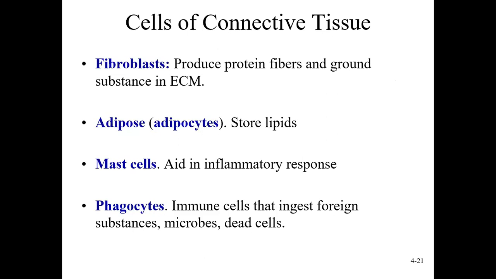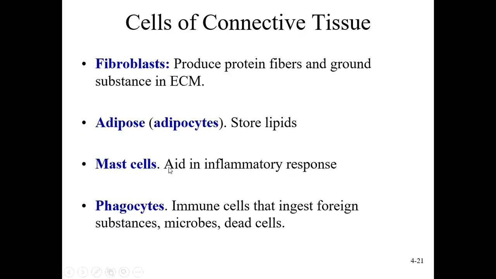Other cell types that you'll find inside of connective tissue would be fibroblasts. Here's another example of that word ending that we just looked at. A fibroblast is a cell that helps to produce the protein fibers that are inside of that matrix. Adipose, we just mentioned, is a tissue type. An adipocyte would be the actual cell, and they function to help store fats or lipids.